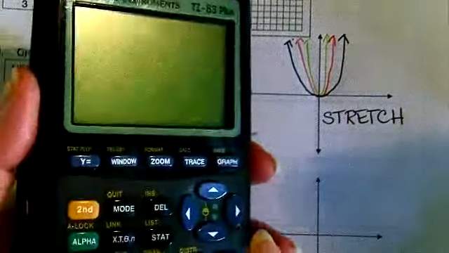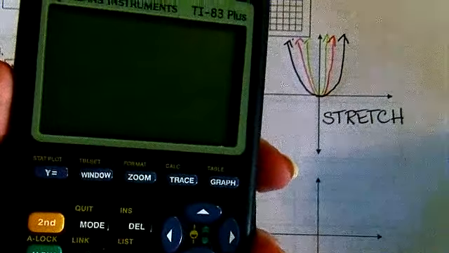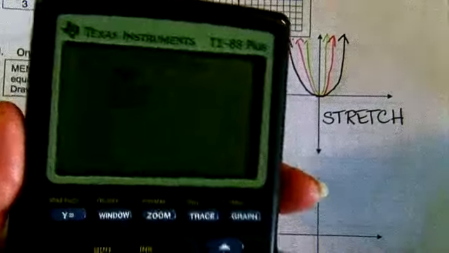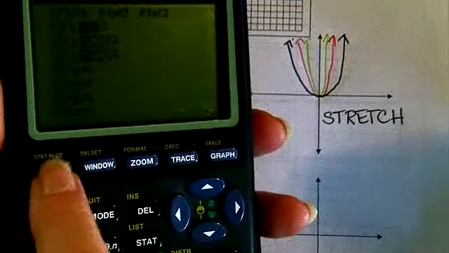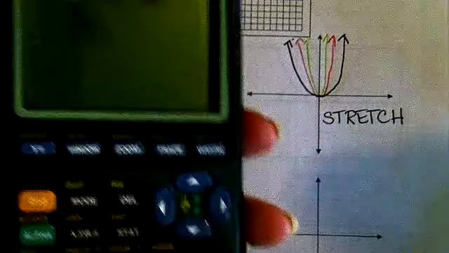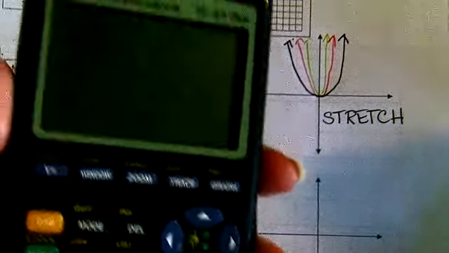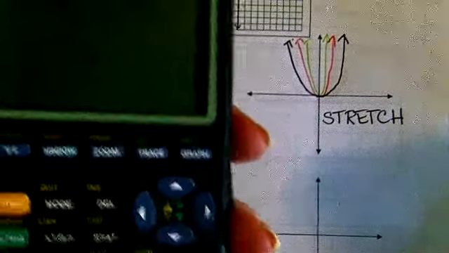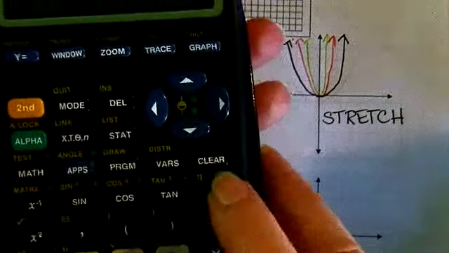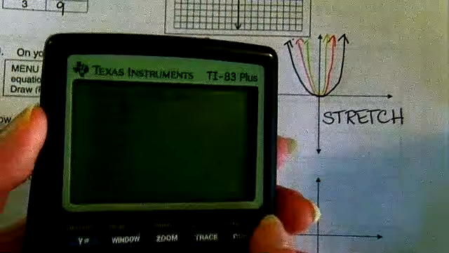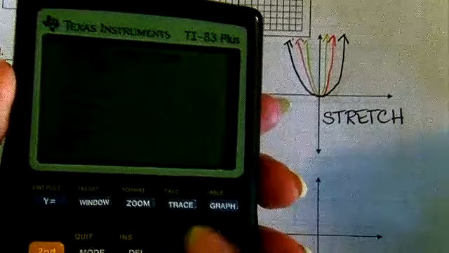Now this one is going to be a little bit different. Let me get it turned back on. I'm going to go to the y equals button. That's where most everything starts. Let's get rid of that one. I'm going to use this arrow and clear it, and then arrow down and clear. This is using the clear button more than delete. I'm not sure if delete will work, but I'm used to using clear.